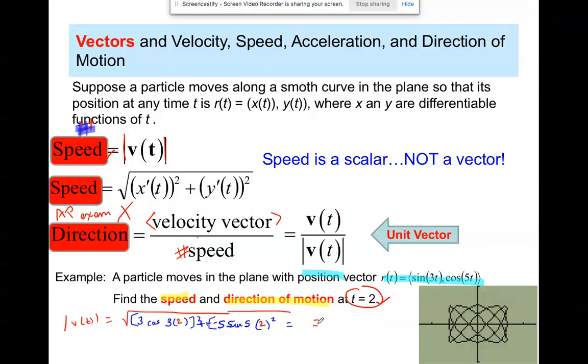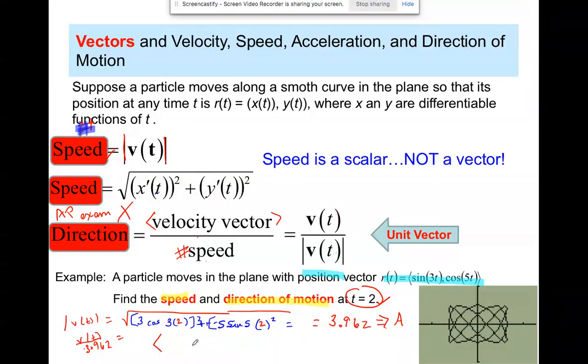I just did this on my home screen and I got almost 4. But I stored that in alpha A, and I didn't write that down on my paper anywhere, because I know for direction of motion, I'm going to need to take the velocity vector and divide it by its magnitude, but I'm not going to divide by a rounded number. I will write this down, but with my calculator, I will not actually divide by 3.962. I will divide by alpha A.